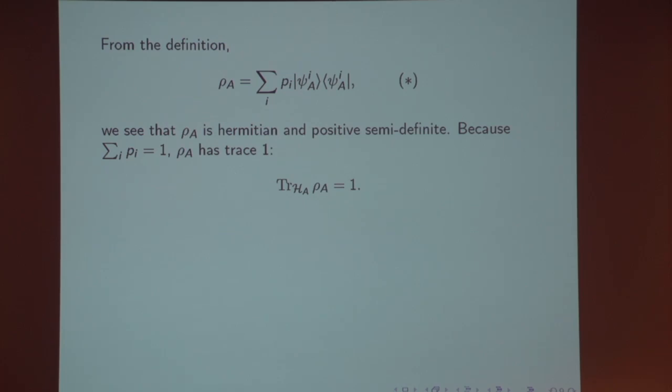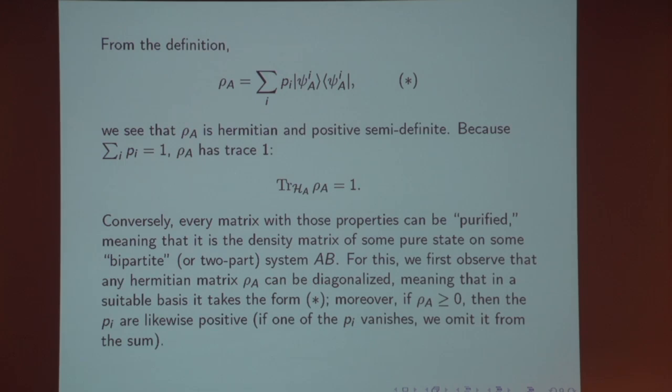Every matrix with these properties is called a density matrix. And every density matrix of system A can arise in the way we've described from a pure state of a system AB. That's pretty much a restatement of what we've already said. Given a matrix that's Hermitian, positive semi-definite, and has trace 1, we diagonalize it, which means we put it in this form. And once we put it in that form, we can undo what we did before.